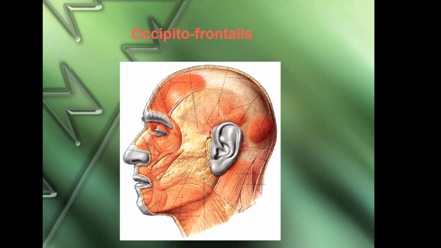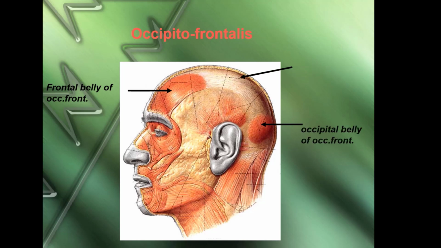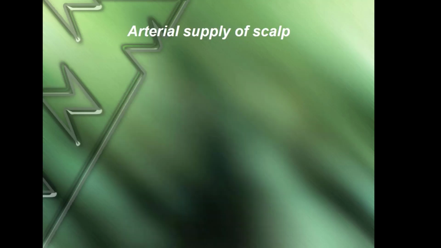Now, what do we mean by the occipitofrontalis? Look at this picture here. We see a muscle above. This is the frontal belly. It has a frontal belly and an occipital belly of the occipitofrontalis muscle. And it has an epicranial aponeurosis that attaches the frontal belly of the occipitofrontalis anteriorly with the occipital belly of the occipitofrontalis posteriorly.